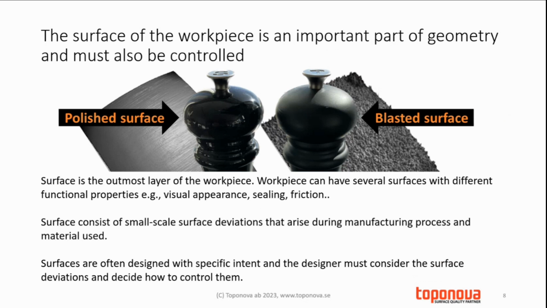The surface of the workpiece is an important part of the geometry and must also be controlled. Surface is the outermost layer of the workpiece. A workpiece can have several surfaces with different functional properties, visual appearance, sealing, friction, etc. Surface consists of small-scale surface deviations that arise during the manufacturing process and depend on the material used. Surfaces are often designed with specific intent, and the designer must consider the surface deviations and decide how to control them.